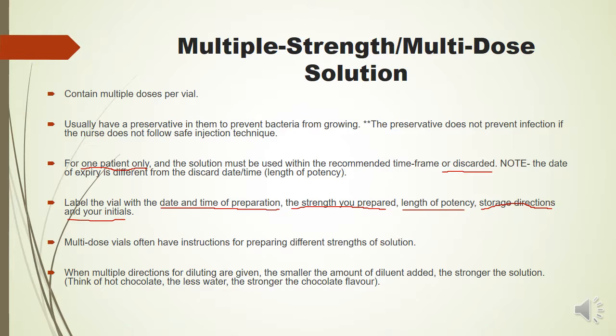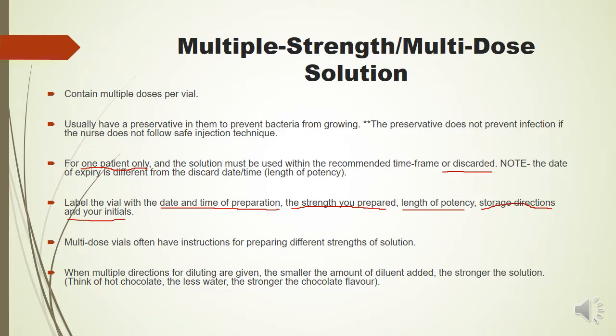And note that the date of expiry is different than the discard date. Okay, so that date of expiry is, that thing could sit on a shelf for however long in powder form and be fine, as opposed to once we've added that dilutant, there is a time frame that it is good for before it is no longer viable. Okay, so that time frame should always be stipulated on the vial, okay, if you're going to store it for multi-dose.